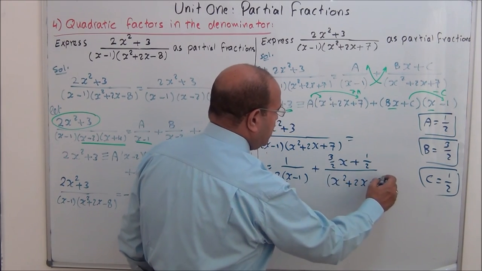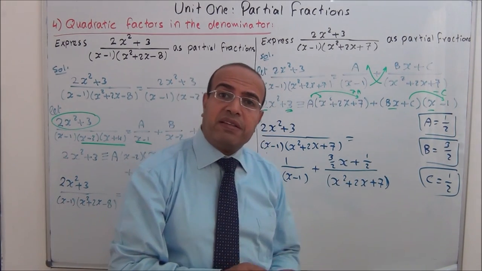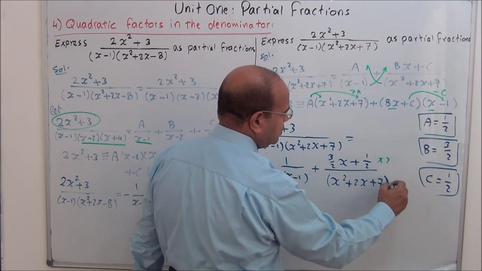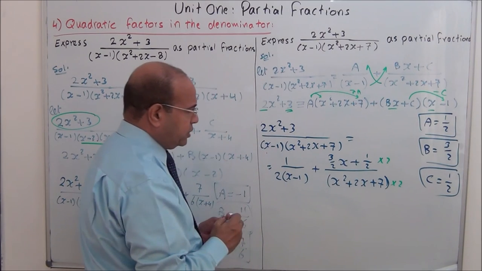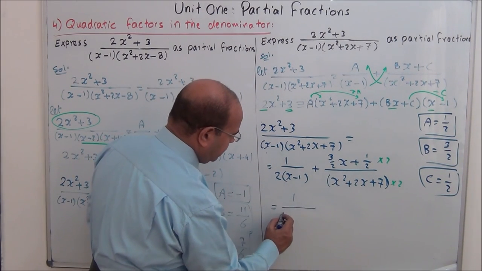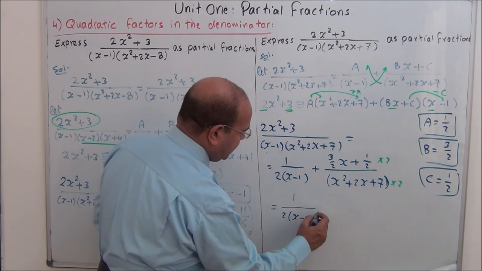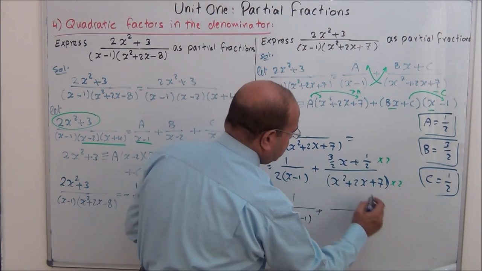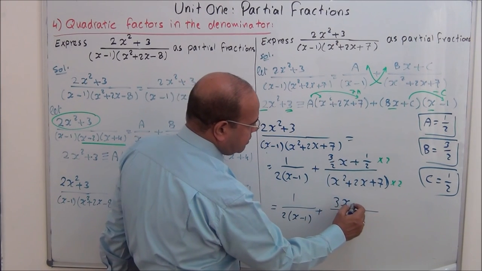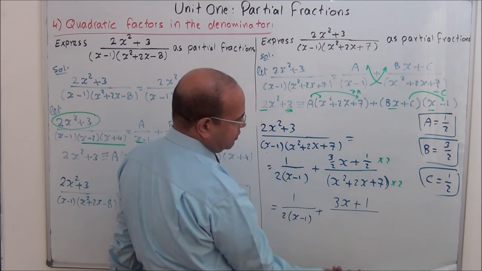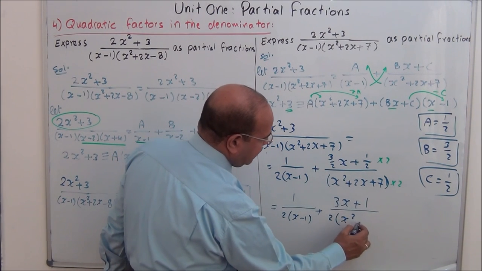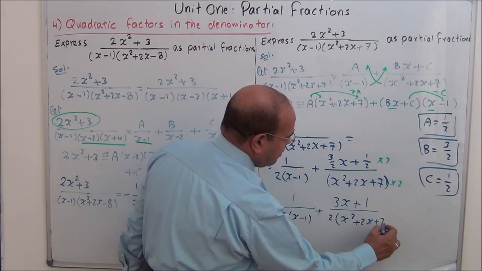This is the answer. But it's better to simplify that answer. How to simplify? Multiply up and down by 2, to cancel that fraction. So the final answer in simplest form is 1 over 2(x minus 1) plus, when you multiply this numerator by 2, it cancels this 2, so it's 3x plus 1. 2 times half is 1. Down, we have to write this 2, so it's 2 multiplied by x squared plus 2x plus 7.